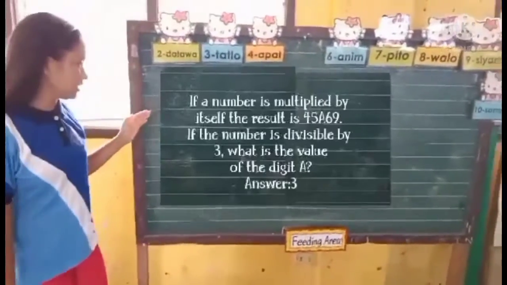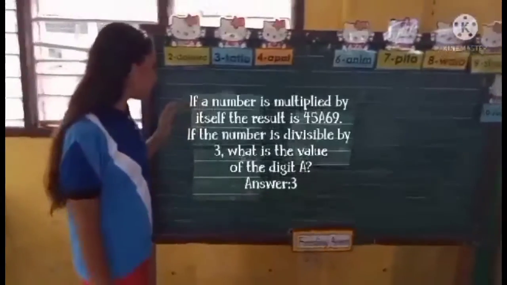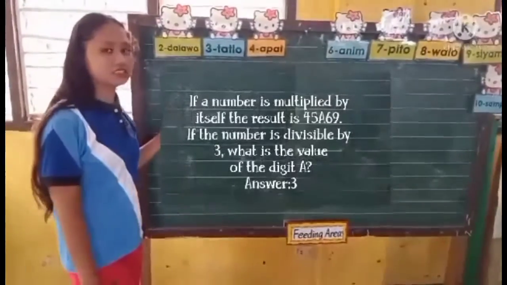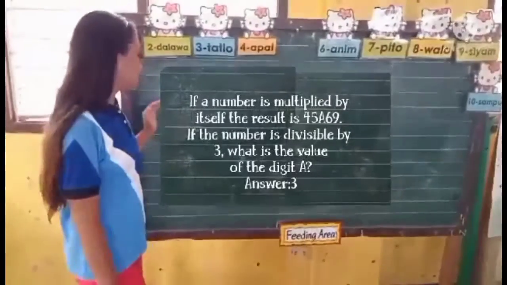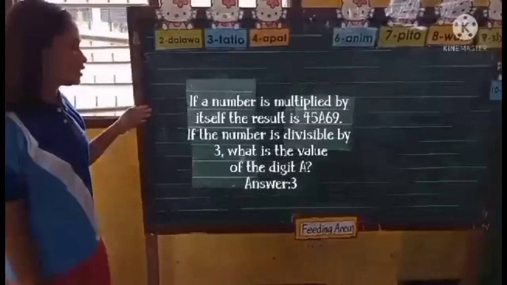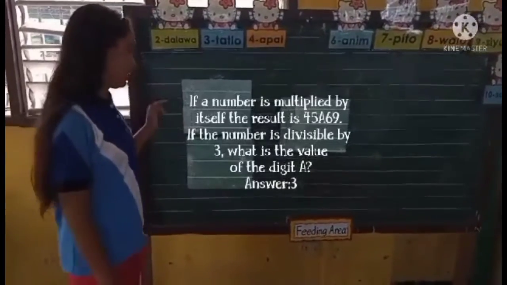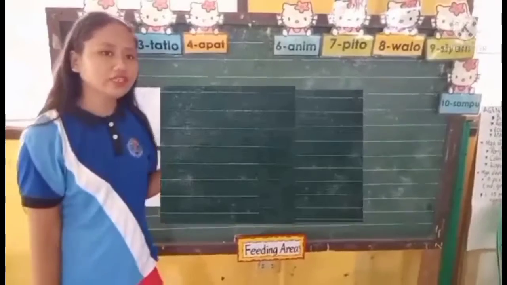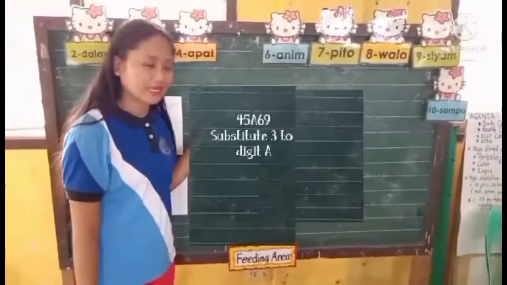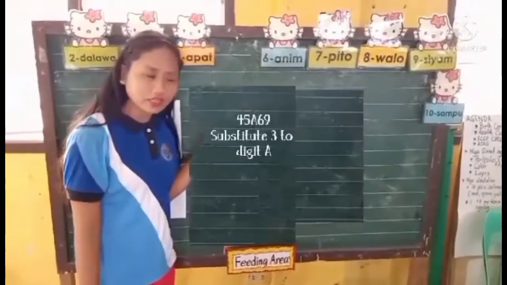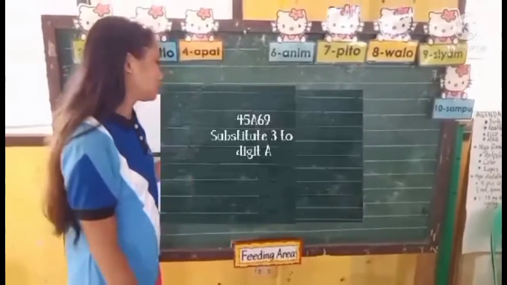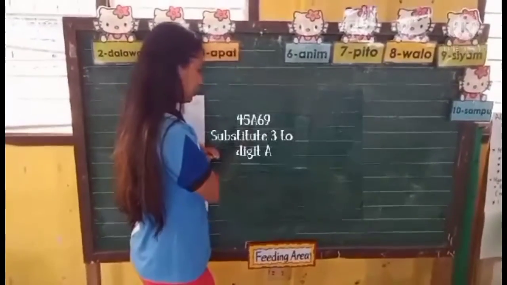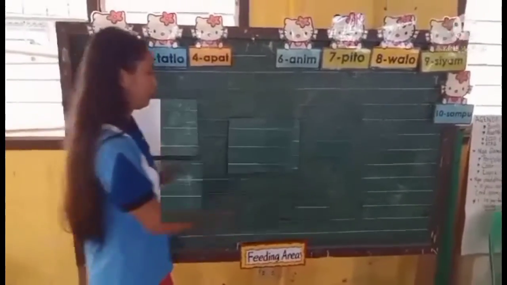Our next question is, if a number is multiplied by itself, the result is 45A69. If the number is divisible by 3, what is the value of digit A? The answer is 3. So, bakit nga ba siya naging 3? So, ito yung number natin, 45A69. Isa-substitute natin yung 3 sa digit A. So, magiging ganito na siya.